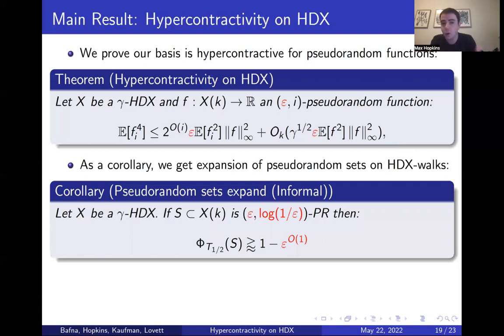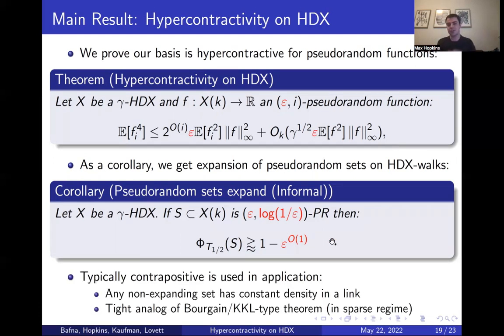As a corollary, we immediately get that on associated random walks on HDX, the analog of noisy hypercube graphs or the hypercube graph, pseudorandom sets expand near perfectly. So any subset S of k-sets, if it's sufficiently pseudorandom, and I've picked parameters here to be simple, you get that the expansion of this set approaches 1, is 1 minus epsilon to the O of 1, epsilon to the 1/3 or something like that.